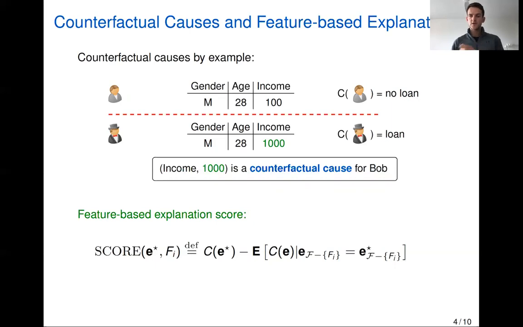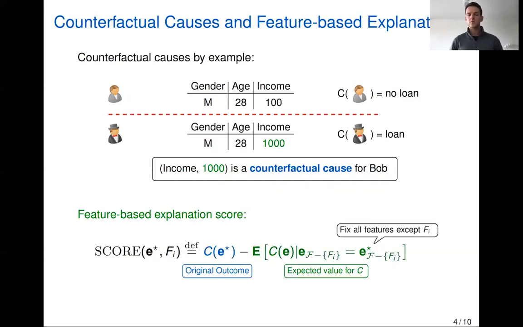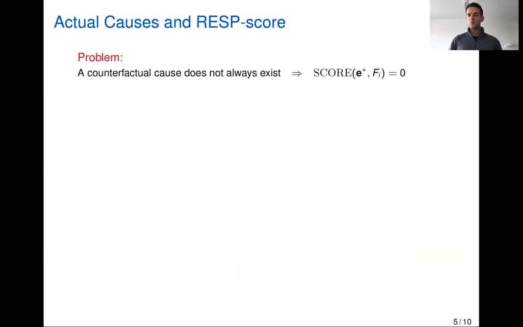We turn this notion of counterfactual causes into a feature-based explanation score. So the score for feature Fi is defined as the difference between the original outcome of the classifier and the expected value for the classifier where we fixed all features except Fi. So the score really gives us a measure of the influence of feature Fi on the original outcome. Now there's a problem with this score because a counterfactual cause does not always exist. And if that is the case, our score that we just defined will always be equal to 0. So we would fail to give an explanation in this case.